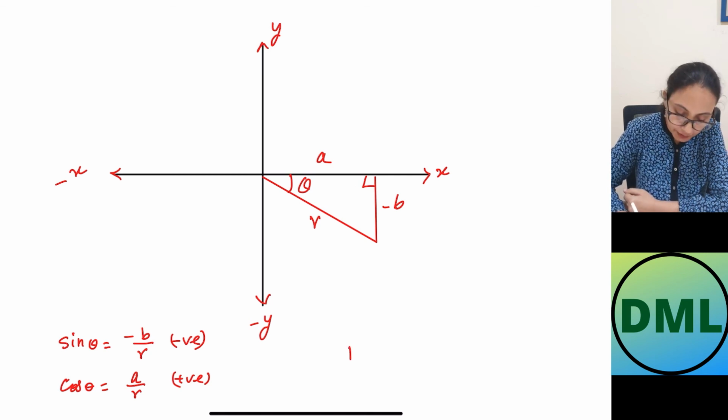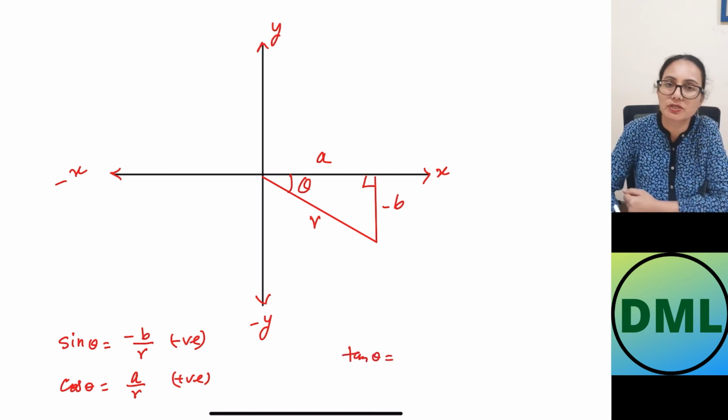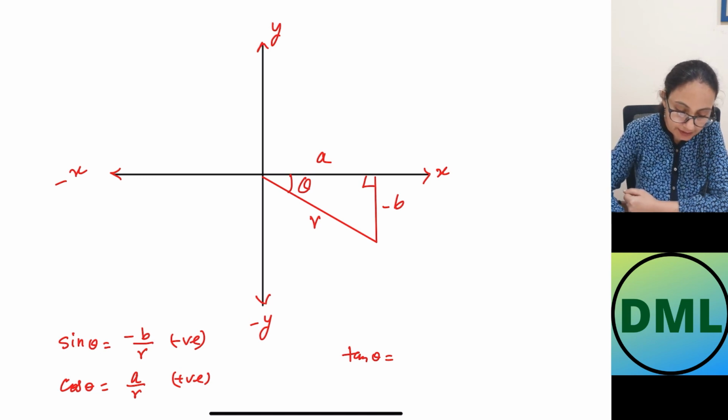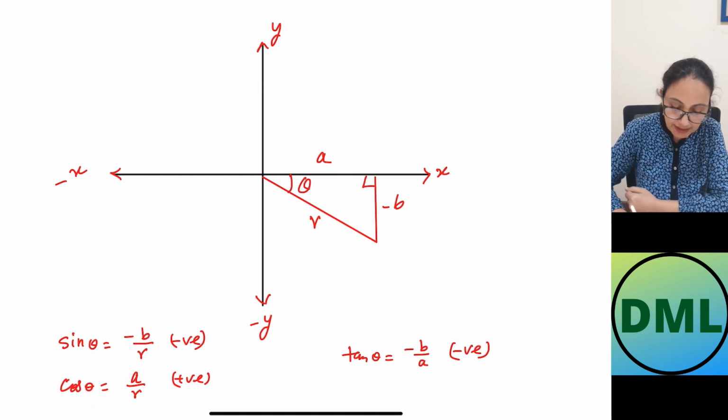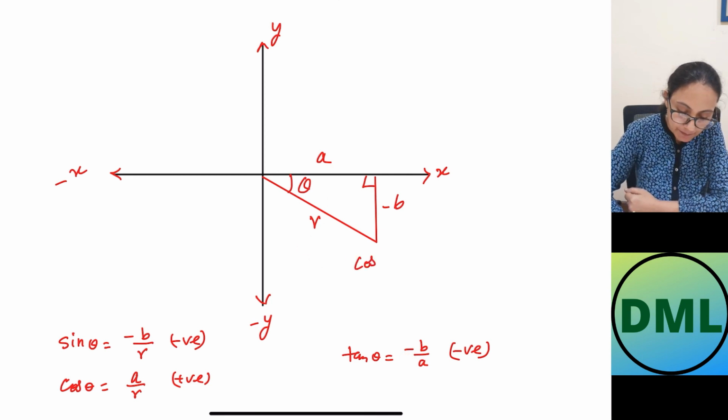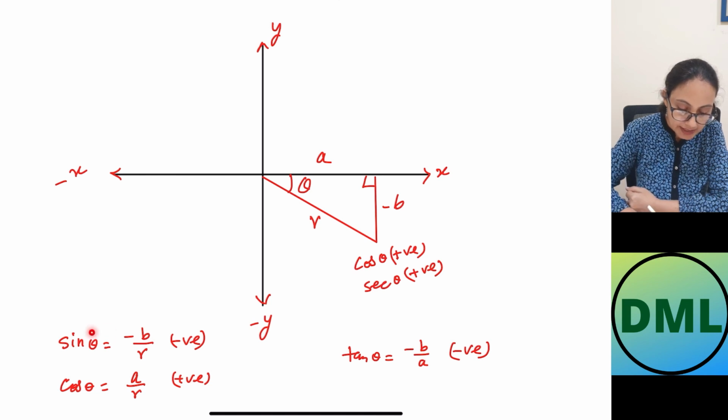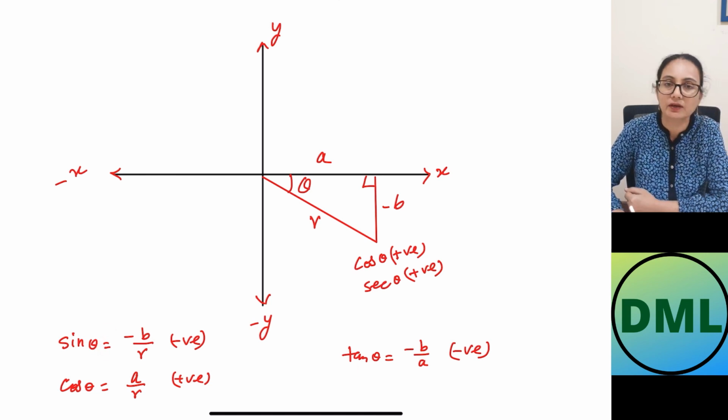Now I will write down the value for tan theta. So tan theta is opposite over adjacent. For this angle theta, this is opposite and this is adjacent. So it will be minus B over A, which is negative here. As you can see, cos theta is positive in the fourth quadrant, sin theta is negative and tan theta is negative. So in the fourth quadrant, cos theta is positive as well as sec theta. The rest, sin theta, cosec theta, tan theta and cot theta, are negative.